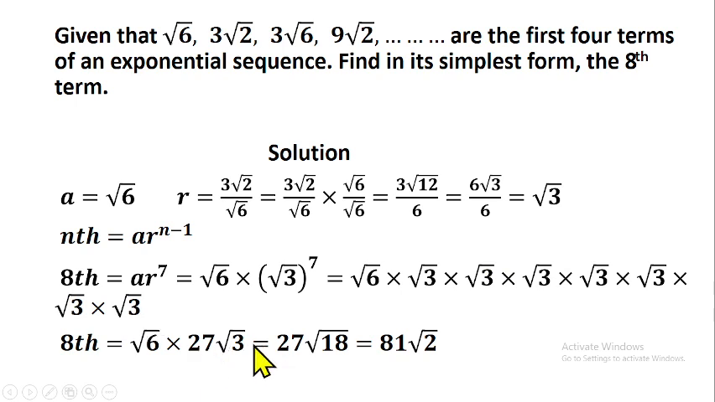Then times this root 6 here. From there, root 3 times root 6 will give us root 18. So that means you have 27 root 18 left. But we can simplify root 18 further, because root 18 will give us root 9 times root 2. Root 9 is 3. So 3 times 27 will give us 81, then root 2. So the 8th term of this sequence is 81 root 2. I hope you understand that very well. Good.